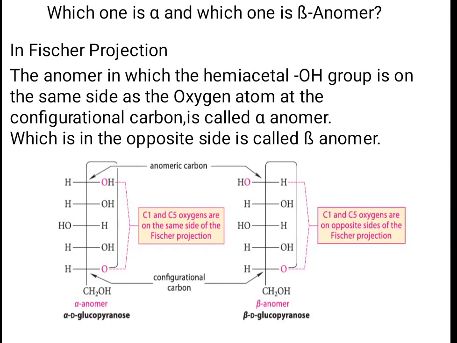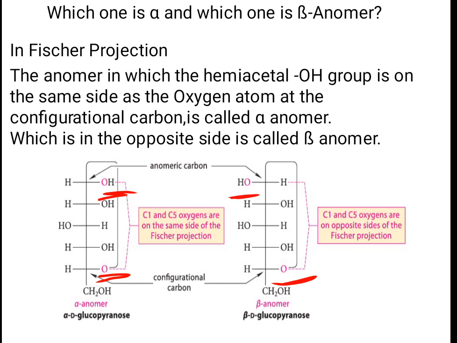Okay, so which one is alpha and which one is the beta anomer? You have to understand this very carefully. In Fischer projection, the anomer in which the hemiacetal OH group is on the same side as the oxygen atom at the configurational carbon is called the alpha anomer. That means if the hemiacetal OH is on the same side as this oxygen, which is the oxygen atom forming the ring, if these two are on the same side, that will give you the alpha anomer. And now see that in this case the OH is on one side and this O is on the other side.